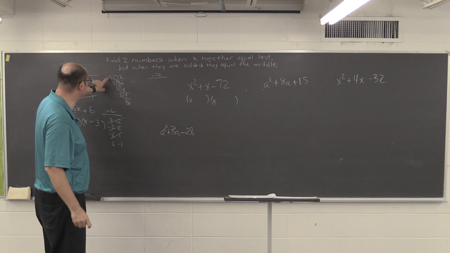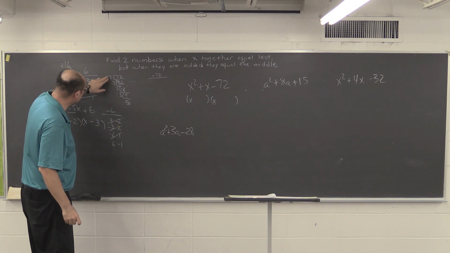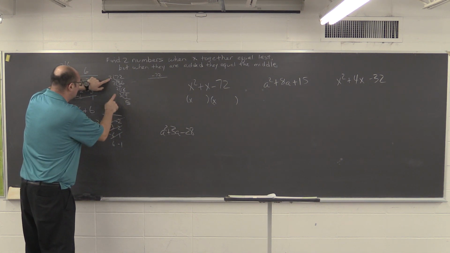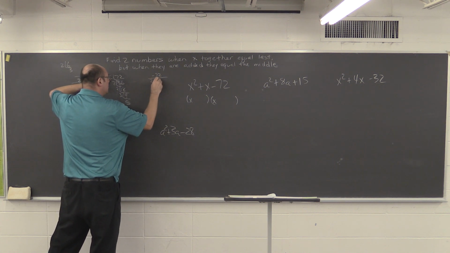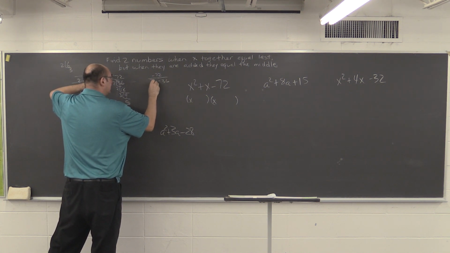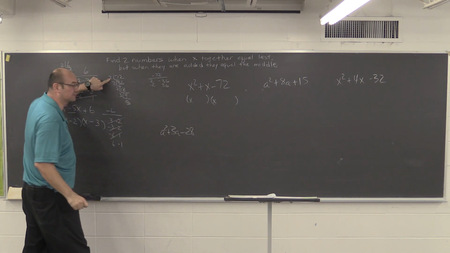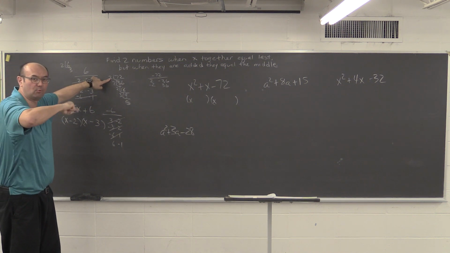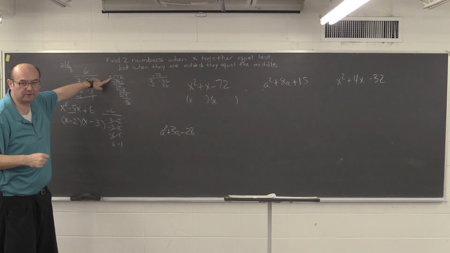So negative 72, so we've got, if we just take this 2, we've got 9, 18, so we got 2 and a negative 36 and a negative 2 and 36. So what I'm going to do is just do the negative of one and then the negative of the other, all right?